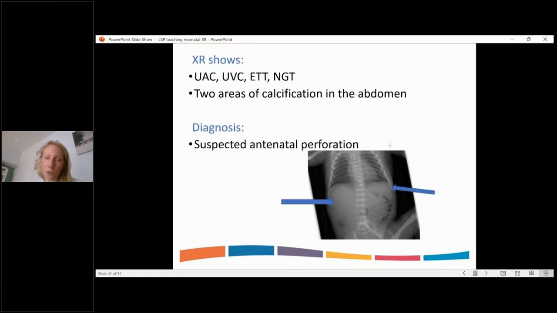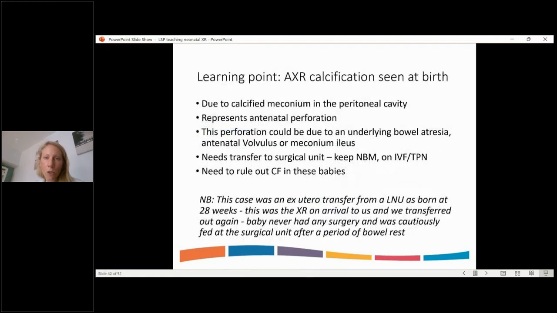And that means that it's a suspected antenatal perforation. And abdominal x-ray calcification seen at birth is actually more common than you think when you start looking for it. And it's due to calcified meconium that's present in the peritoneal cavity, and it means an antenatal perforation. And you could have a perforation antenatally for lots of things, but the three most common are an underlying bowel atresia, antenatal volvulus, or a meconium ileus.